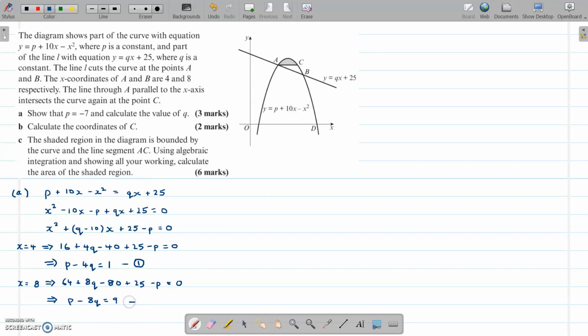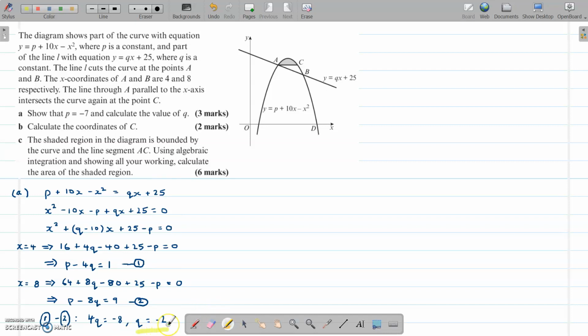Now if I subtract those equations from each other to eliminate p, if I call that equation 1 and this one equation 2, if I do equation 1 take away equation 2, that gives me that 4q equals -8. And therefore q equals -2. So I found the value of q, which is part of my answer, so I just highlight that there.